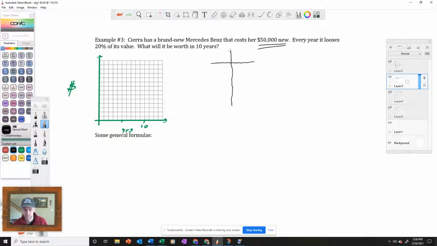Okay. So here we go. Over here we have the years, which we will call x. And over here we have the value, which we will call f of x. In other words, the value is a function of the time. That's why it's f of x. Okay, so we know that at year 0 right now, it's worth 50,000 bucks. All righty, that's not bad at all. And it's losing 20% of its value every year. All right, I got to find 20%. And what would it be worth in 10 years? 20%. How am I going to find 20%?